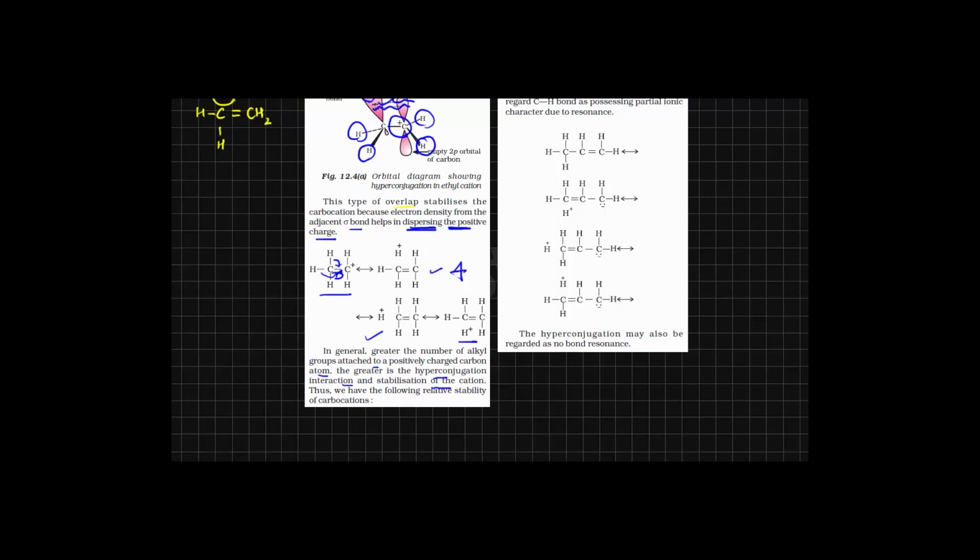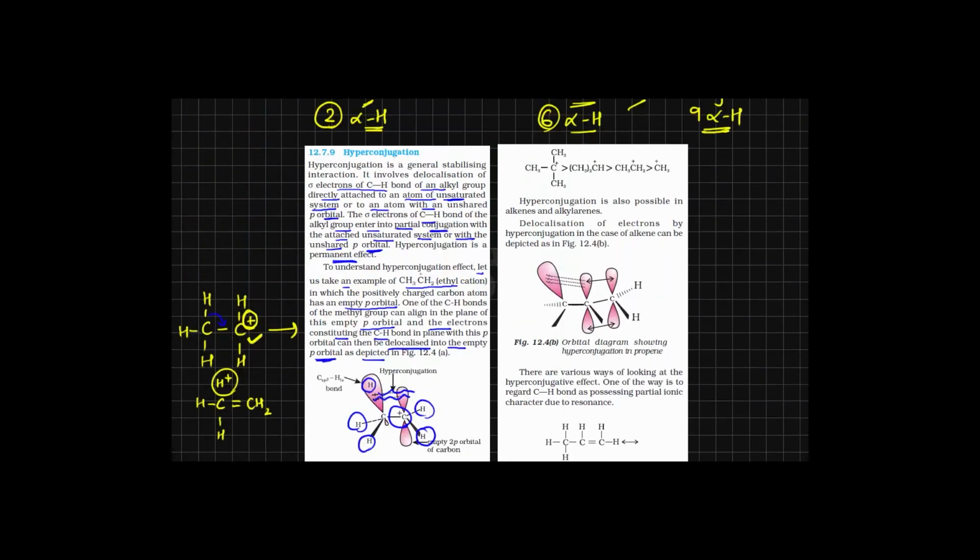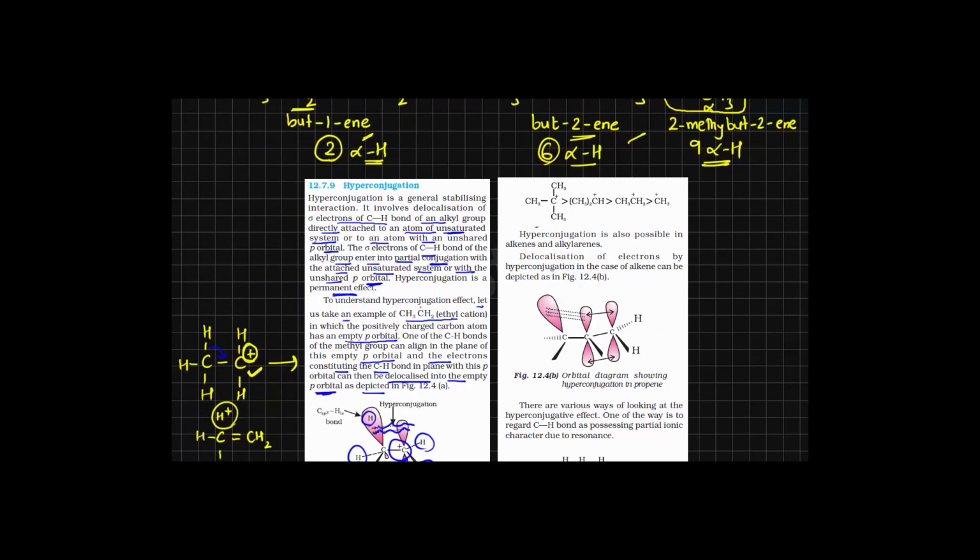Thus, we have the following relative stability of carbocations. So, this is tertiary, secondary, ethyl, methyl. This has no alpha hydrogen, positive. This has 3, this has 6 and this has 9. So, tertiary carbocation in this case will be more stable.